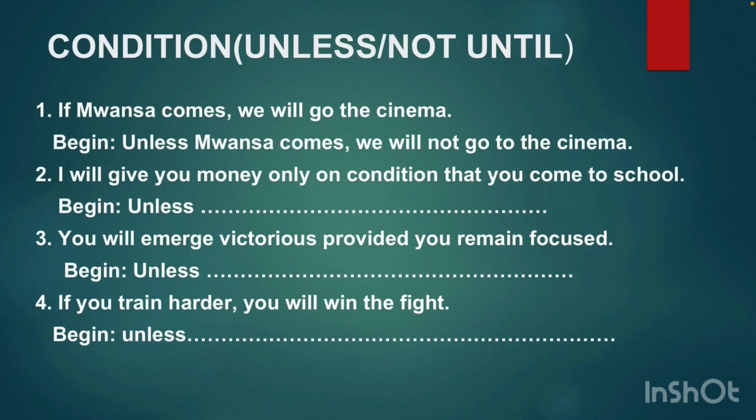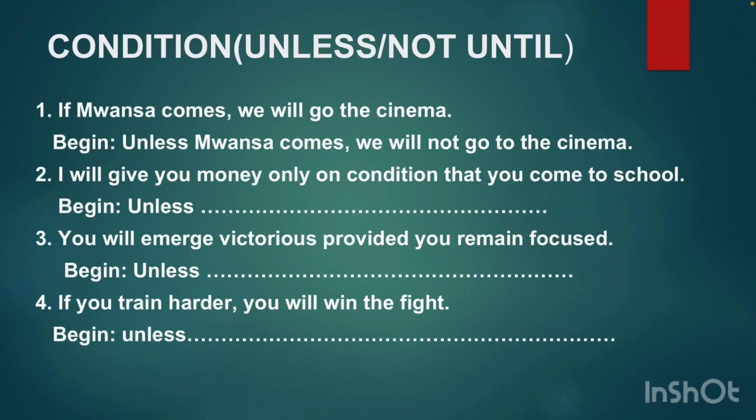Unless Mwansa comes. So when we say unless Mwansa comes, we mean if Mwansa does not come. Because unless is negative. Therefore, by us introducing unless to this sentence, if Mwansa comes, we are changing it to negative. And what is negative of Mwansa comes? Mwansa doesn't come. So what will happen if Mwansa doesn't come? Whereas if he comes, we will go to the cinema. What if he doesn't come? We will not go to the cinema.